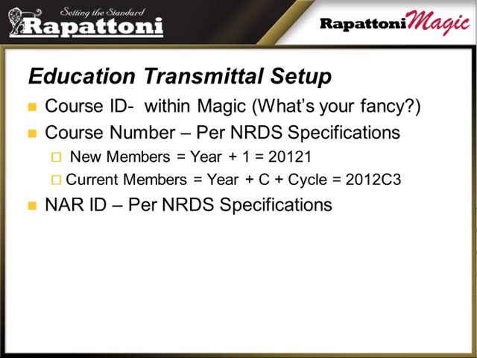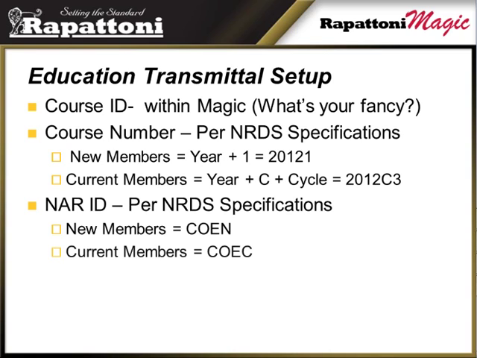Next is the NAR ID. This is also per NERDS specifications, and it's going to tell NERDS whether this is a new or continuing member. For new members, the code is COEN for new. For continuing members, it's COEC for continuing.